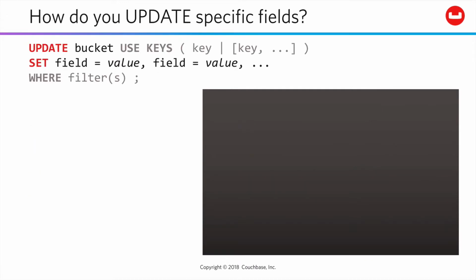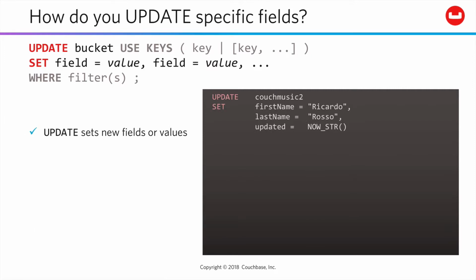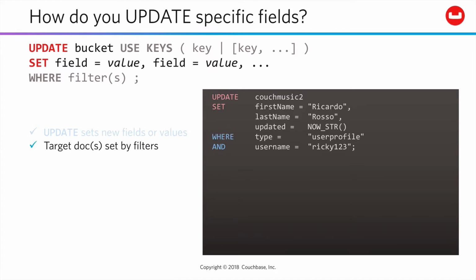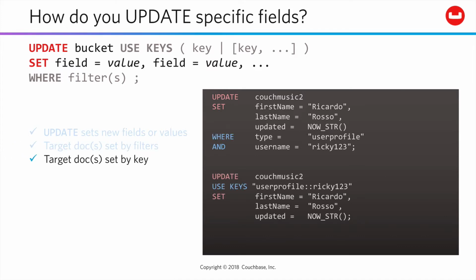Of course, there are also times when explicitly updating particular document fields is precisely what you need. So NQL provides an update operation that works analogously to SQL. It lets you set new values for particular fields. You can target documents for updating by filters or explicitly by keys.